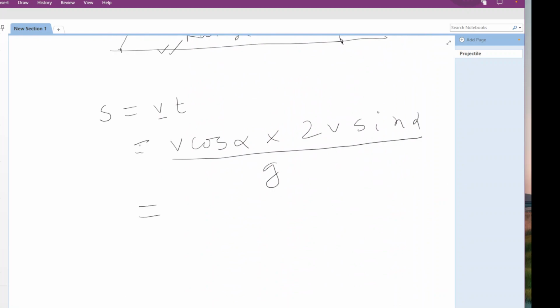This equals v square by g multiplied by 2 sin alpha cos alpha.